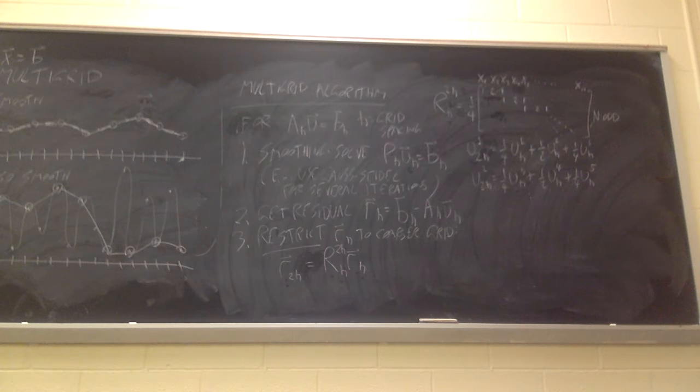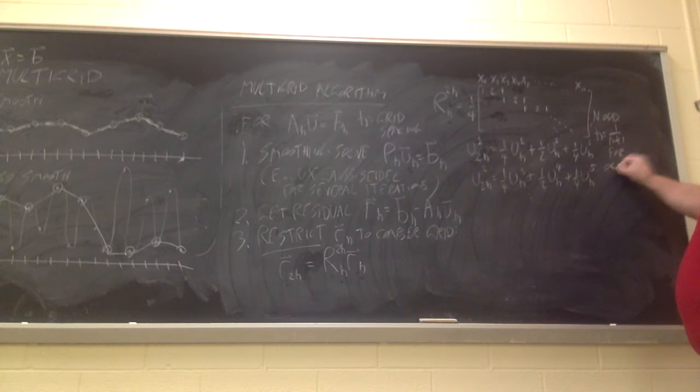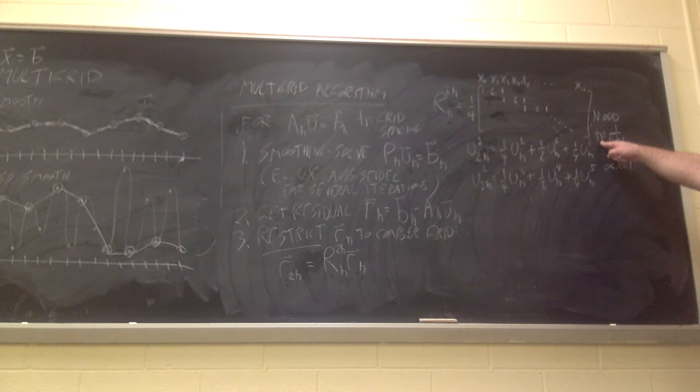Now keep in mind, for Poisson's equation, your spacing H is 1 over n plus 1 if we're on the interval 0 to 1, like we have been for previous examples. So for example, suppose you choose n to be a power of 2 minus 1, like 1023, then your spacing H is a negative power of 2. And as you go from a finer grid to a coarser grid, those spacings will also be negative powers of 2. So everything works out nicely.